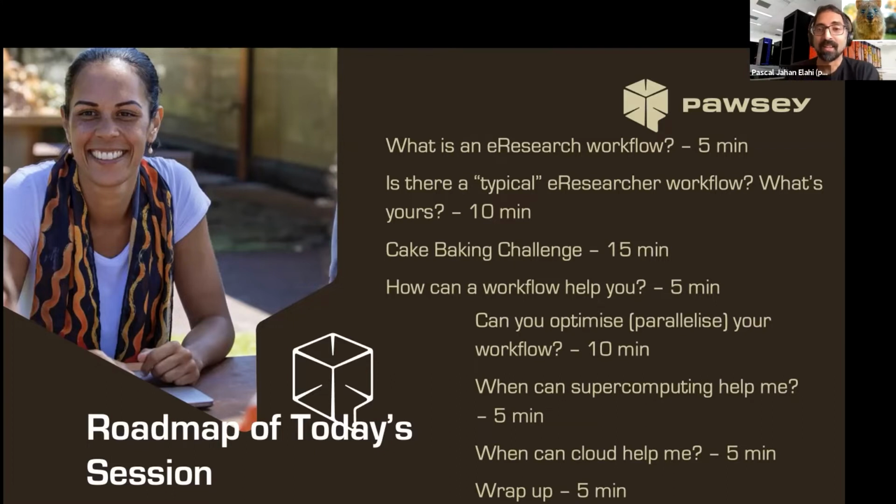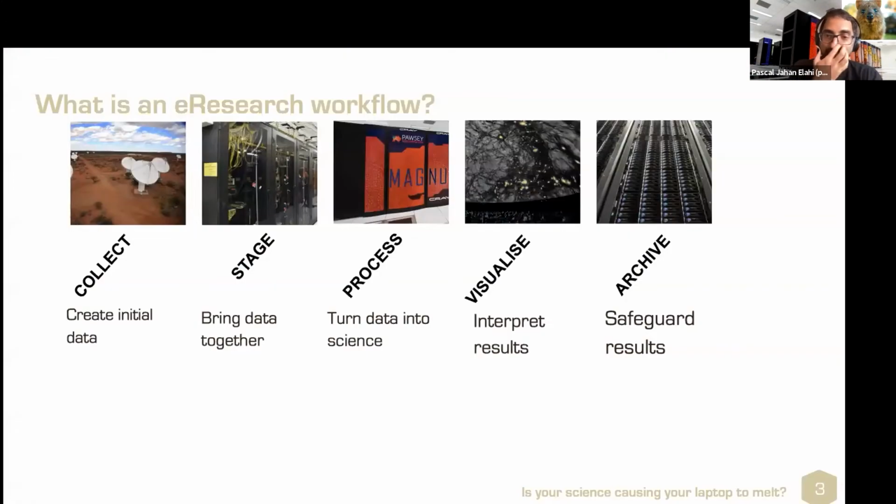Thanks, Anne. So we'll start off with a very simple scheme for what a workflow is, for an easy research workflow. The overall arching envelope for a workflow might be that you collect some data, you then bring it together. So there's maybe a couple of different collection points that you pull data from, you then stage it for processing, and then you process it.